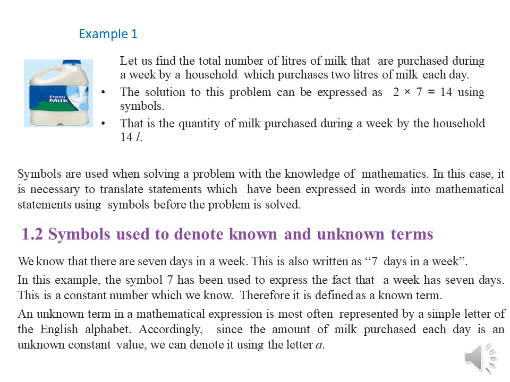Our next topic is symbols used to denote known and unknown terms. We know that there are 7 days in a week. This is also written as 7 days in a week. In this example, the symbol 7 has been used to express the fact that a week has 7 days. This is a constant number which we know. Therefore, it is defined as a known term.